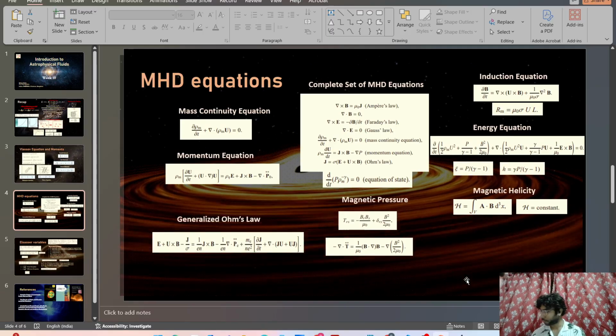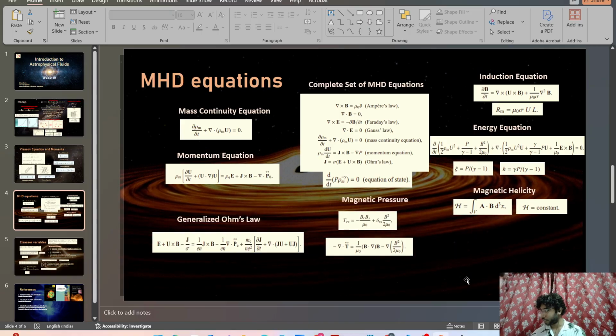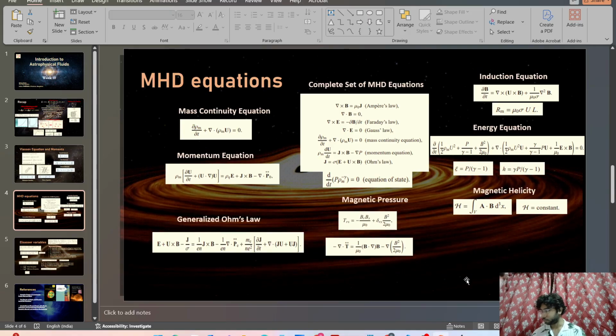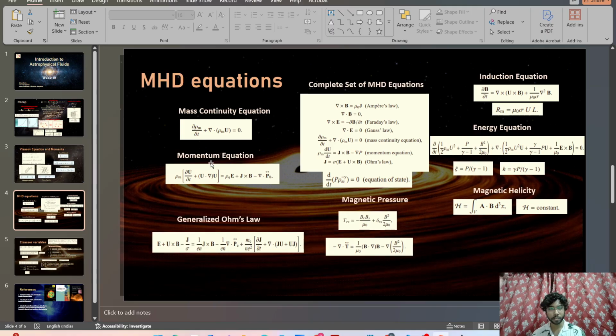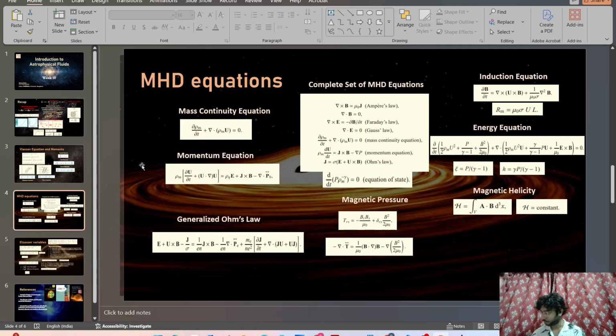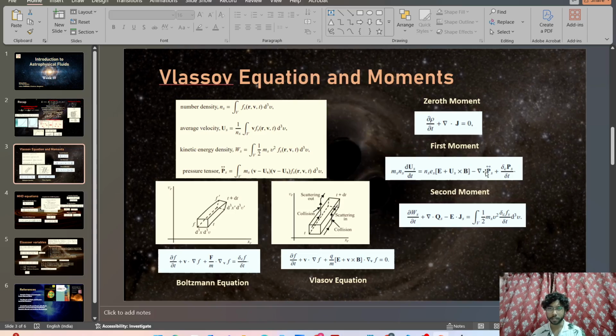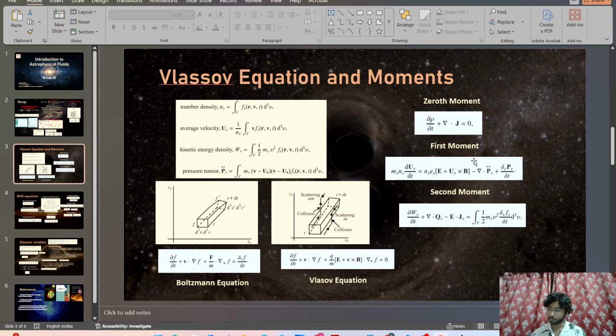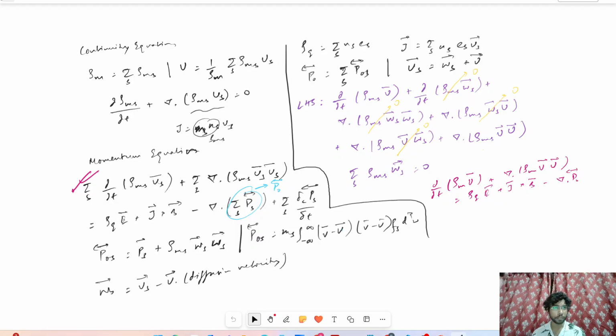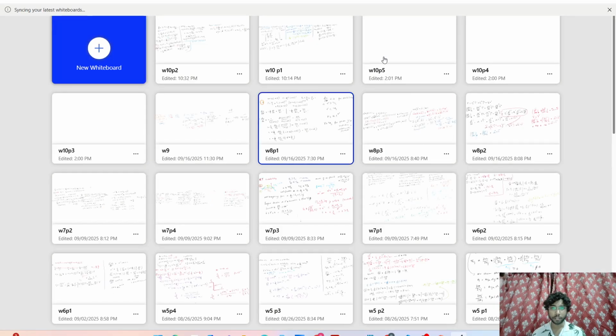So for this we don't need anything. We just need the momentum equation, right? Or basically what we'll be using is the first moment. So this equation we'll be using, right? Which we haven't derived, but I'll share the notes. Okay. So yeah, right. Let's go through it.